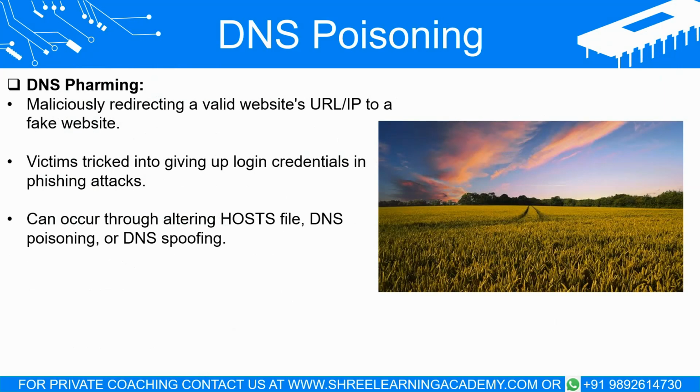Pharming commonly takes place through either altering the host's file on a local system or by engaging in DNS poisoning or DNS spoofing. As hackers have found ways to exploit DNS vulnerabilities, pharming has become a more significant concern, as it allows them to phish numerous domain names for targeted groups of users.